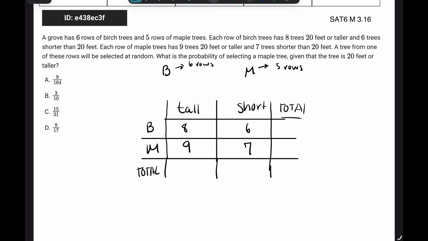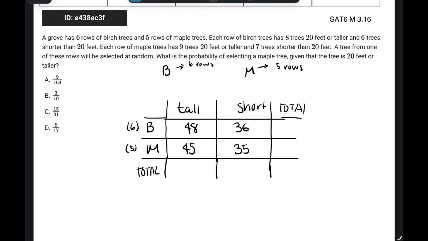And then one thing I have to be careful about, this table just represents one row, but it says that birch trees is 6 different rows of these values. So I need to multiply my birch values by 6 and my maple values by 5. So when I do that, I have 8 times 6, which is 48, and 6 times 6, which is 36. So now my table reflects the 6 rows for the birch. For the maple, I need to multiply by 5. So 9 times 5 is 45. 7 times 5 is 35. So now this represents the 5 rows. This represents the 6 rows.